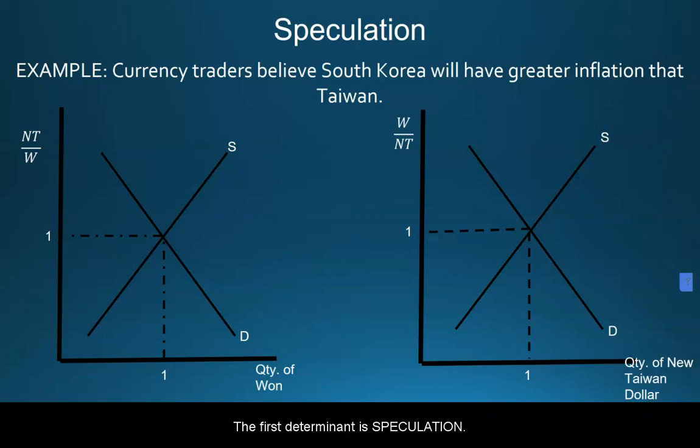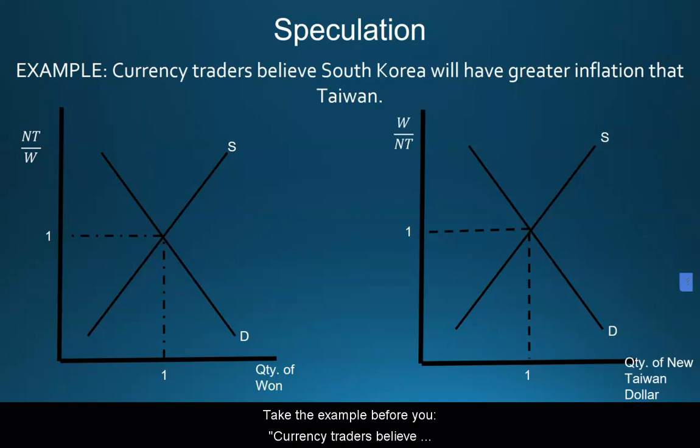The first determinant is speculation. Currency speculators buy and sell currencies with an eye toward reselling or repurchasing them at a profit. Therefore, any action that would cause or speculate that the currency would appreciate would create a demand for the currency. It's a self-fulfilling prophecy. Take the example before you.